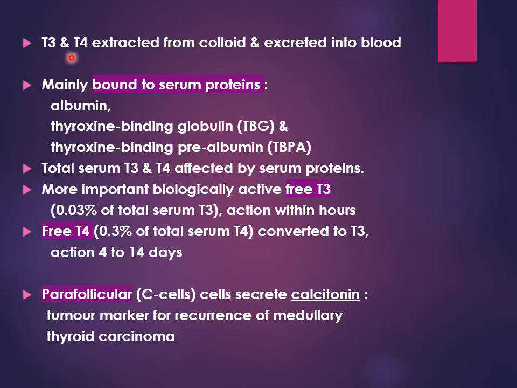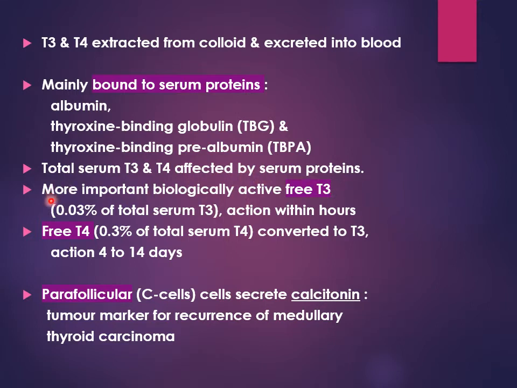The T3 and T4 are extracted from the colloid and excreted into the blood, as I said, and in the blood is mainly bound to serum proteins, and these proteins include albumin, thyroxine binding globulin (TBG), and thyroxine binding prealbumin (TBPA). So these are the proteins that carry the thyroxine T3 and T4 throughout the body. The total serum T3 and T4 are affected, therefore, by serum protein levels.